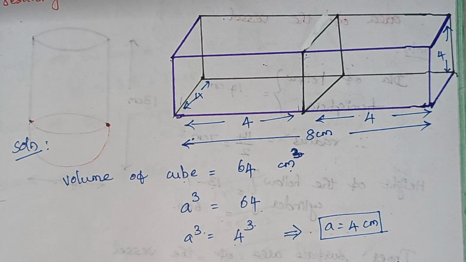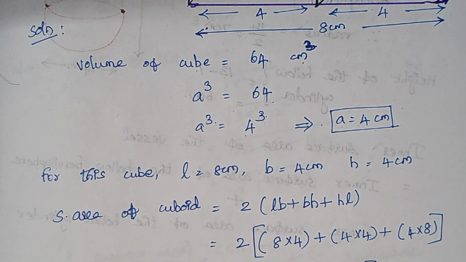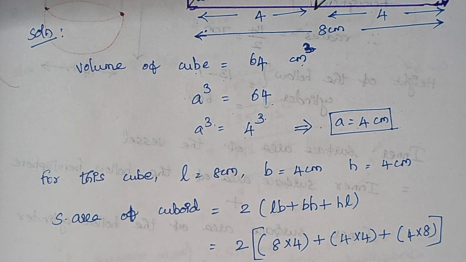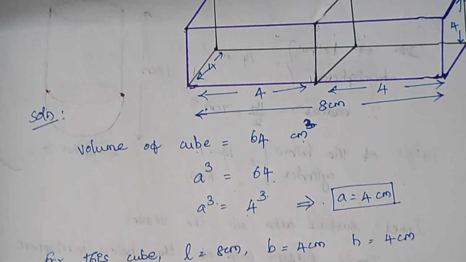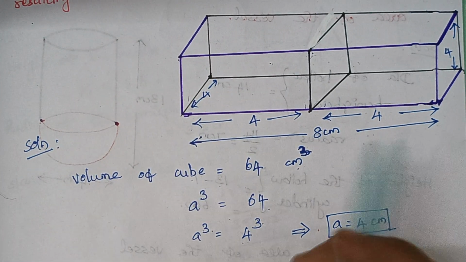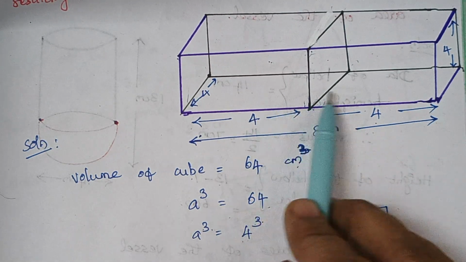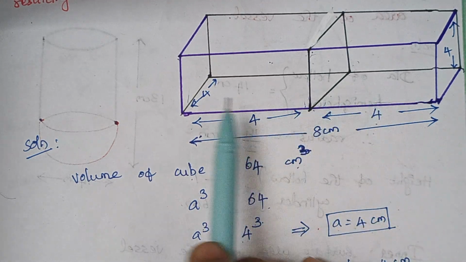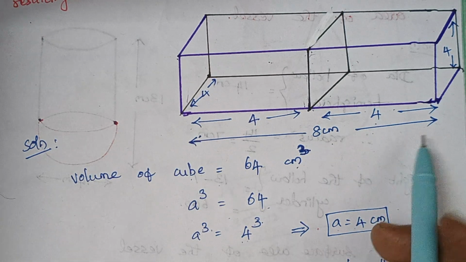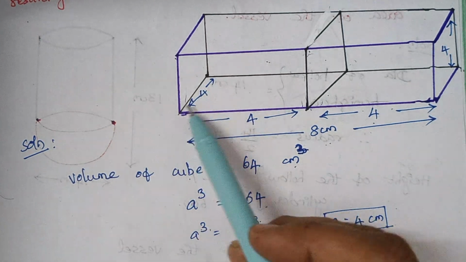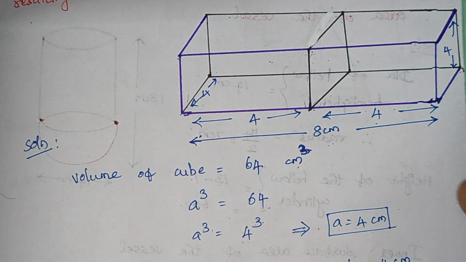Here the formula is 2 times (LB plus BH plus HL). So we have to know what our length, breadth and height are. Looking back at the problem, each side of a cube is 4 centimeter. Now we have attached these two cubes, so what about the length? This is your length: 4 plus 4, therefore it is 8. The next thing is breadth. Here the breadth is again 4, and this is your height, and h is also 4.